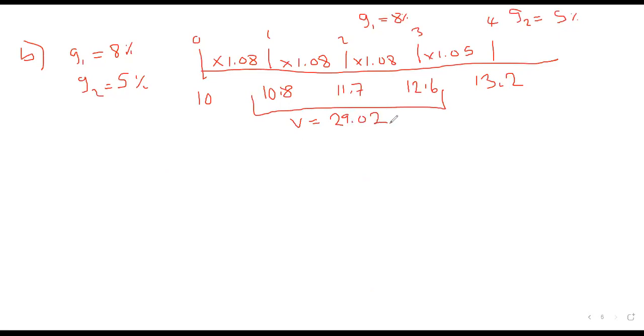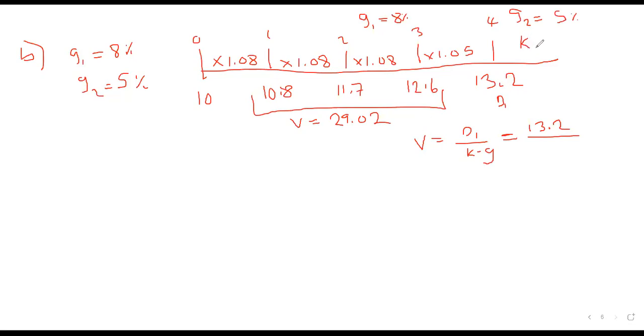Now find the value of stock for the second phase. And this is why we use what? Gordon's method. Value of stock is what? D1 over K minus G. So this is our D1 here. So this is 13 point what? 13.4.